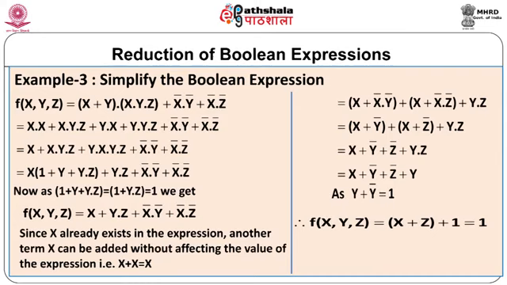Further, y or with y bar results in 1. So, what we can write is x plus z bar plus 1. So, anything ORed with 1 results in 1. So, finally, what we get, the function is reduced to only binary number 1. These 3 examples prove that Boolean expressions can be simplified using rules of Boolean algebra.